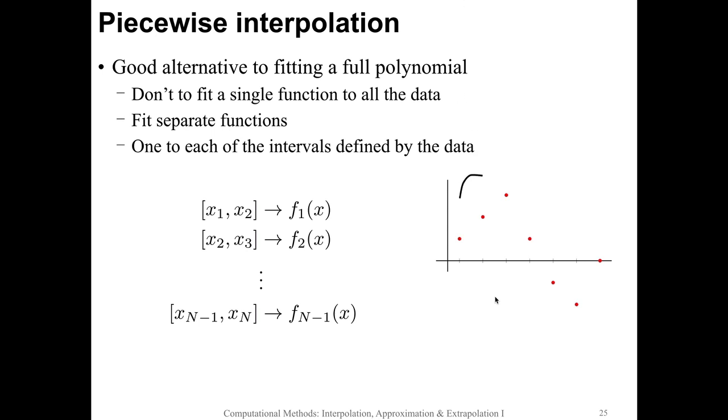So in this case, for our first interval, we can put our f1, and for our second interval, we can put f2 in, and so on. This is not a very good interpolating function, but it's just to illustrate the point that we can have different functions, one for each interval.